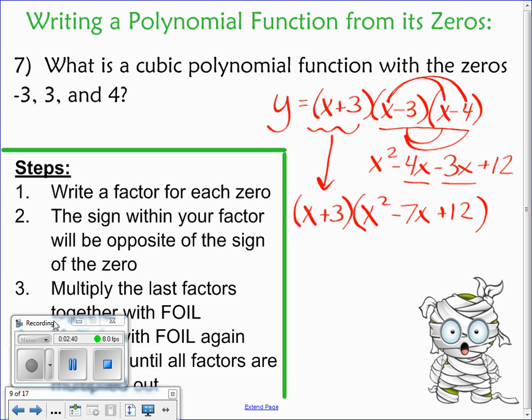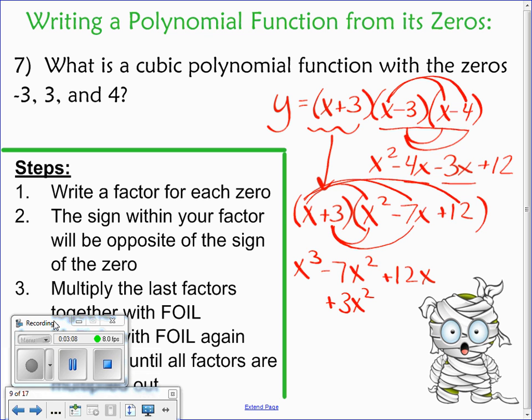Today's not necessarily hard. It's just tedious. If you miss one sign, you're in trouble. So just try to take your time. So now we're going to multiply here. X times x squared. X times -7x. X times 12. 3 times x squared. 3 times -7x is -21x. And 3 times 12 is 36.